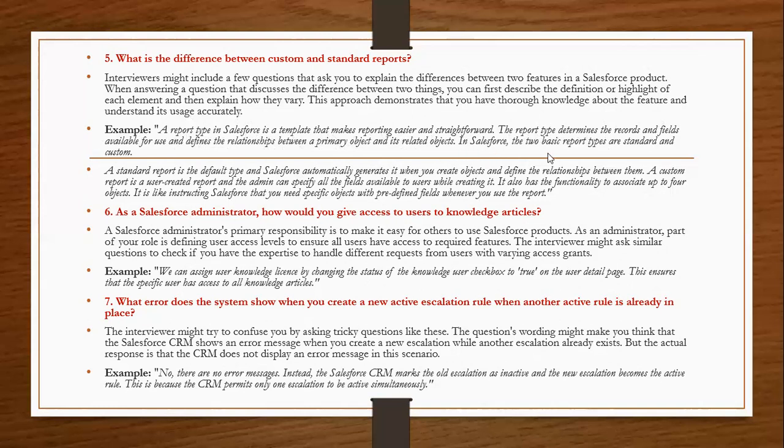Salesforce has two report types: standard and custom. A standard report is a default type that Salesforce automatically generates. It's created when you create the object and define the relationship between them. A custom report is used when users create reports, and the admin can specify all of the fields available to users when creating.